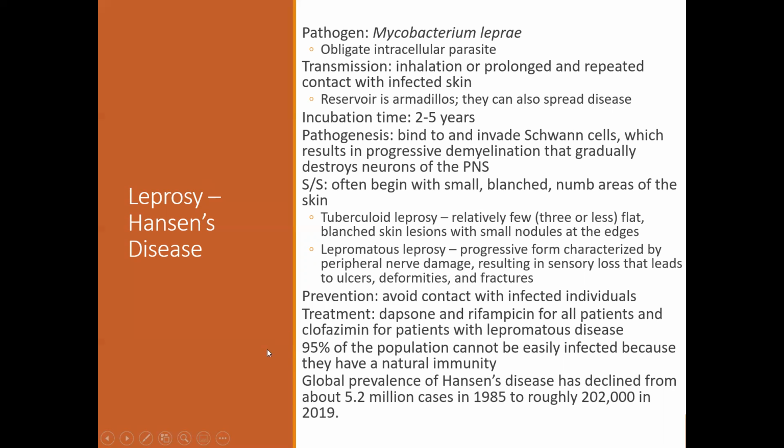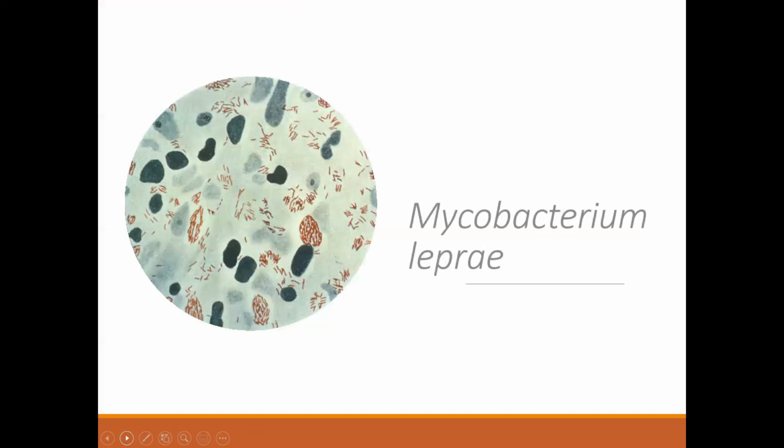95% of the population have a natural immunity to it. So there are very few people in the population that are susceptible, but this is a nervous system disease because it destroys neurons of the peripheral nervous system. It leads to progressive demyelination. So that myelin sheath that I was talking about that surrounds nerves basically is going to be destroyed. It's going to destroy nerves, and it leads to ulcers and deformities and fractures in the lepromatous form.